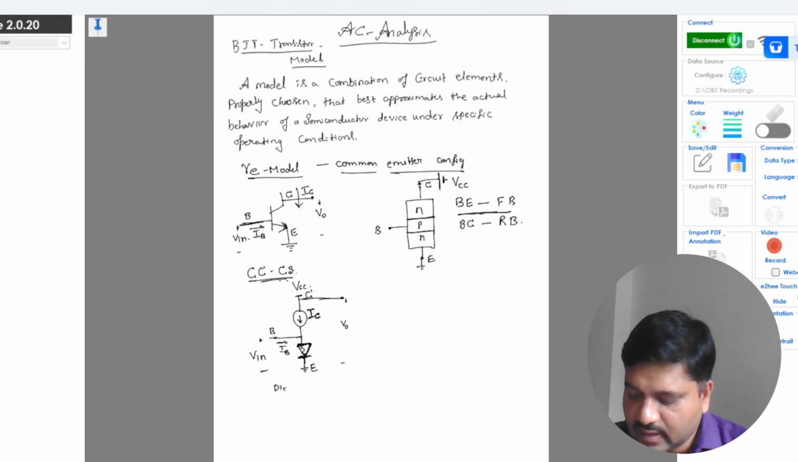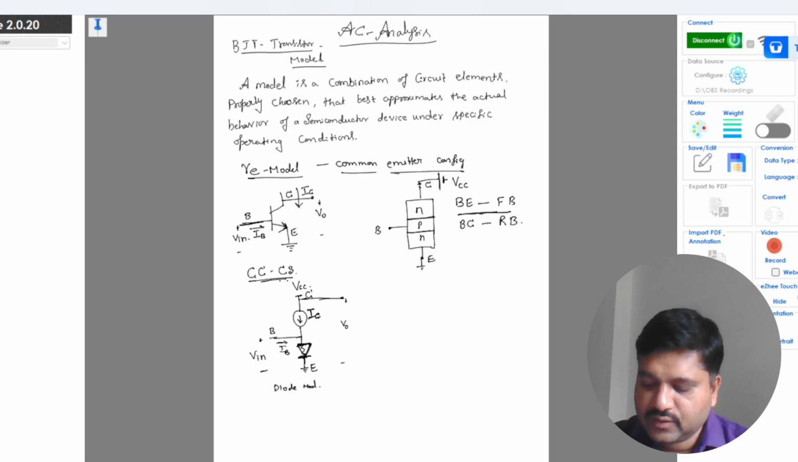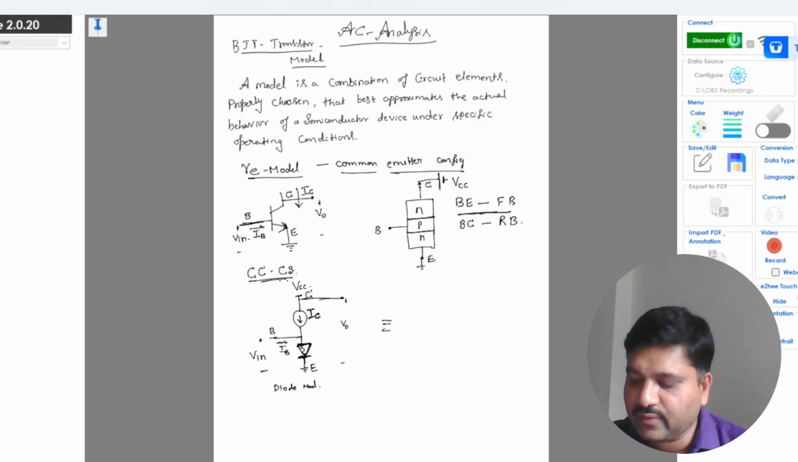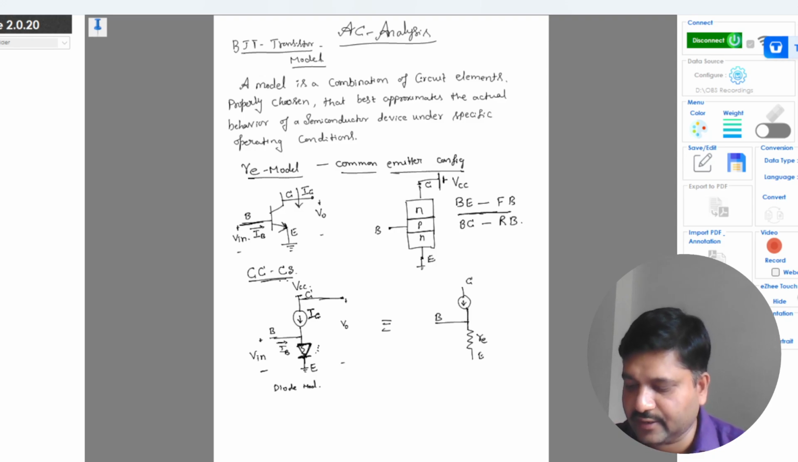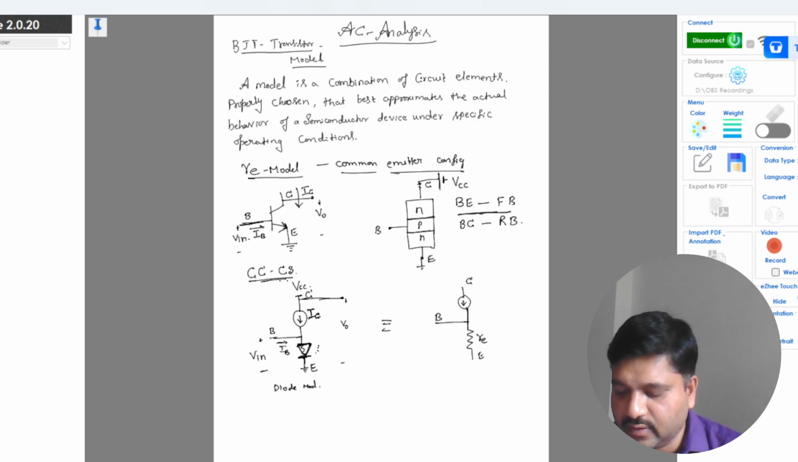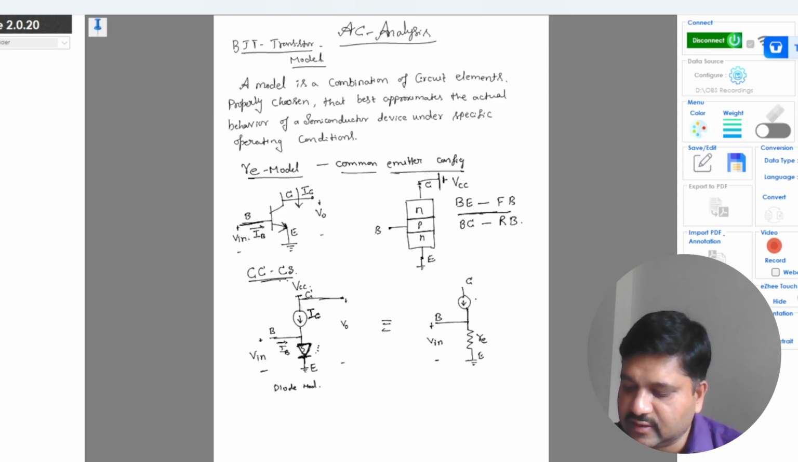Okay, so this is your diode model. Now we are going to represent this two equivalent resistance model by replacing this diode with its equivalent resistance. This is a constant current source, and this is a resistor. These are the base terminal, collector, and emitter, and this is RE, which is the equivalent resistance of the diode in forward bias. Here, this is my input given to the base terminal with respect to reference, and this is my output IC. The current flowing through the RE is IE.